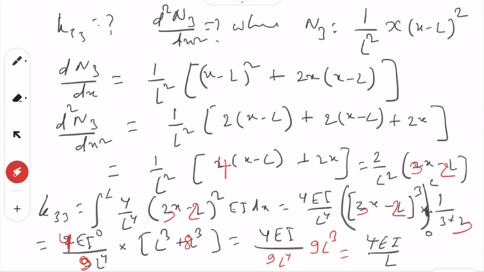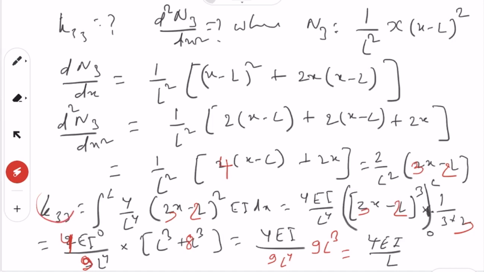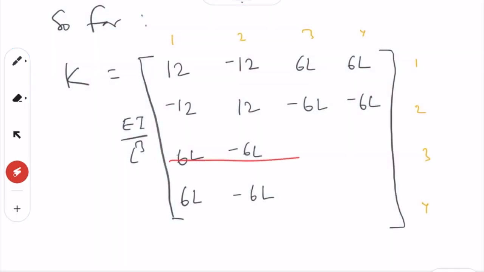Okay. So, this is K11 that we get, 4EI over L, and this along with K12. So, we have these values as well, right. So, 6EI over L square, and here we are getting 4EI over L. So, 4EI over L, and here we get L square. Okay. So, we got this one.